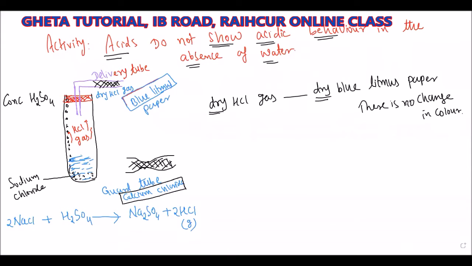Because there is no presence of water. Yes, the water is not present. In HCl gas also water is not present. In the blue litmus paper also water is not present. Suppose now the dry HCl gas is passed through the wet blue litmus paper. Whether there is any change in color?